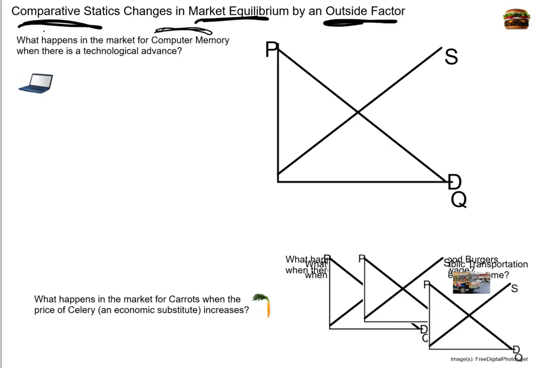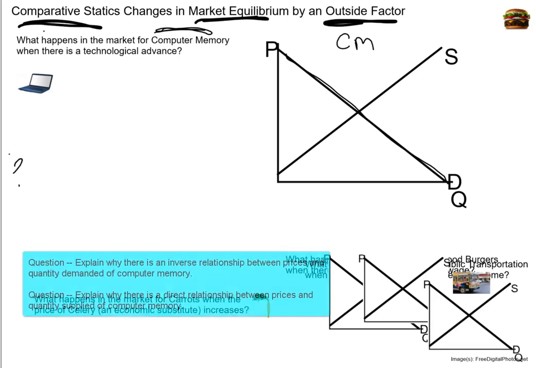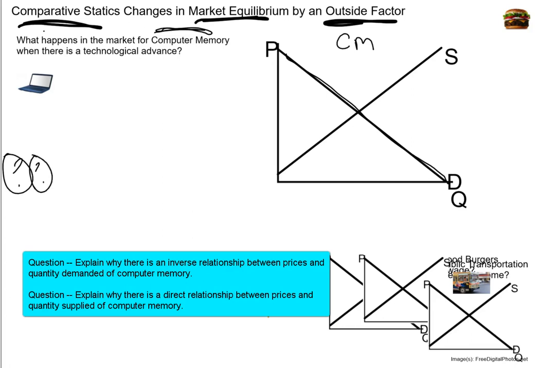We think about computer memory. If this is the market for computer memory, there's a demand for computer memory. I'm going to ask a series of questions on this. The demand for computer memory, that's consumers. Does it make sense that there's an inverse relationship between price and quantity demanded for computer memory? What's the logic that explains the inverse relationship between prices and quantity demanded of computer memory?